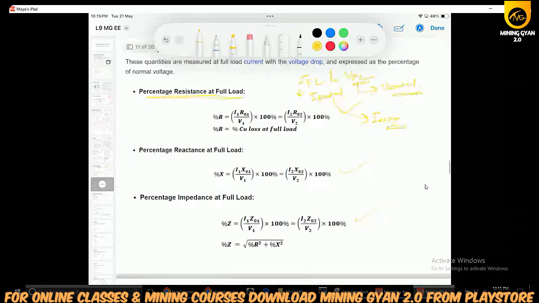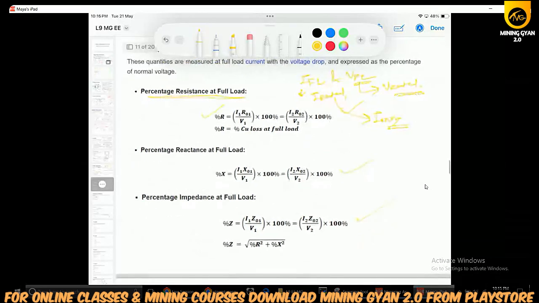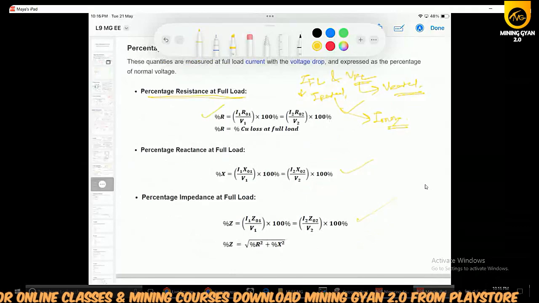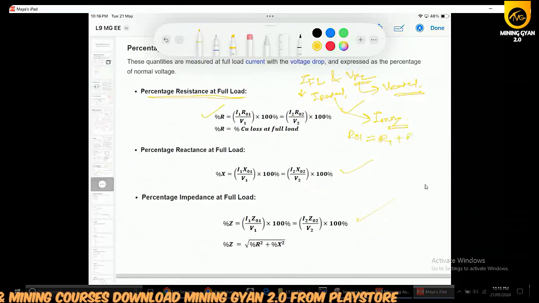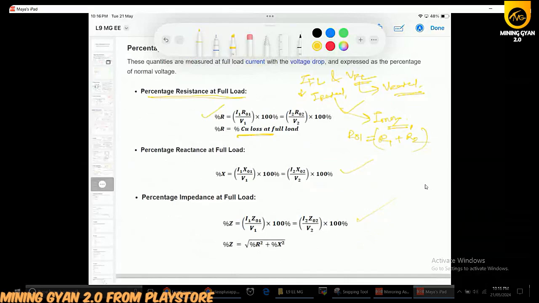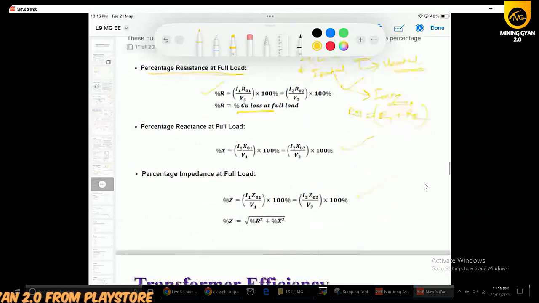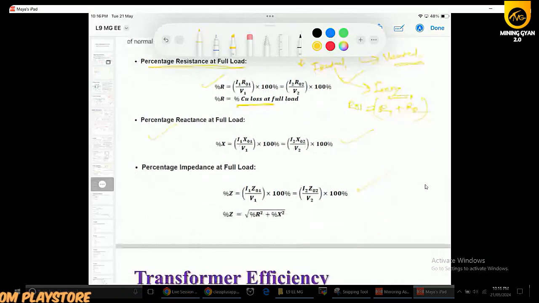Then how to calculate percentage resistance? I1 R01 divided by V1 into 100%. R01 is the equivalent resistance value referred to the primary side, and that will represent the percentage copper loss at the full load. Likewise, you can calculate the percentage reactance or percentage impedance at the full load.